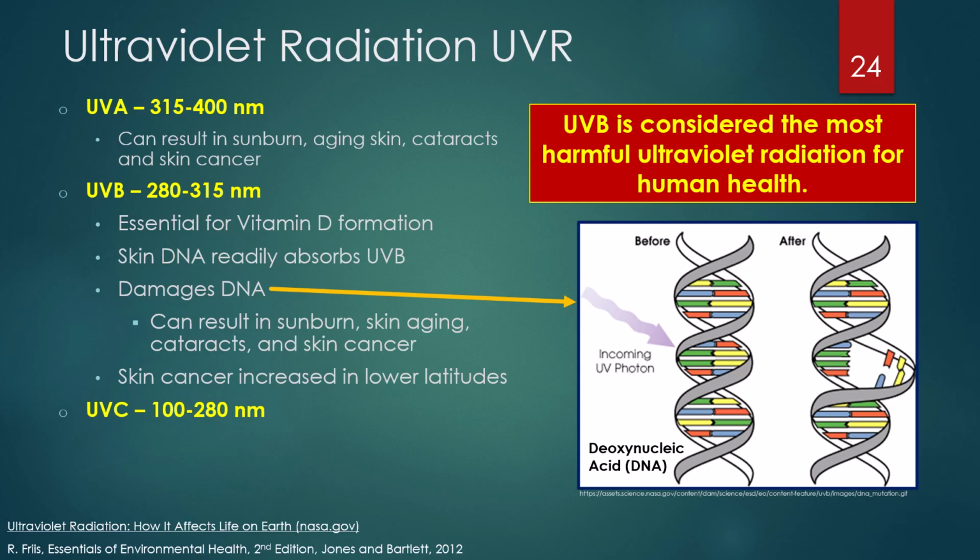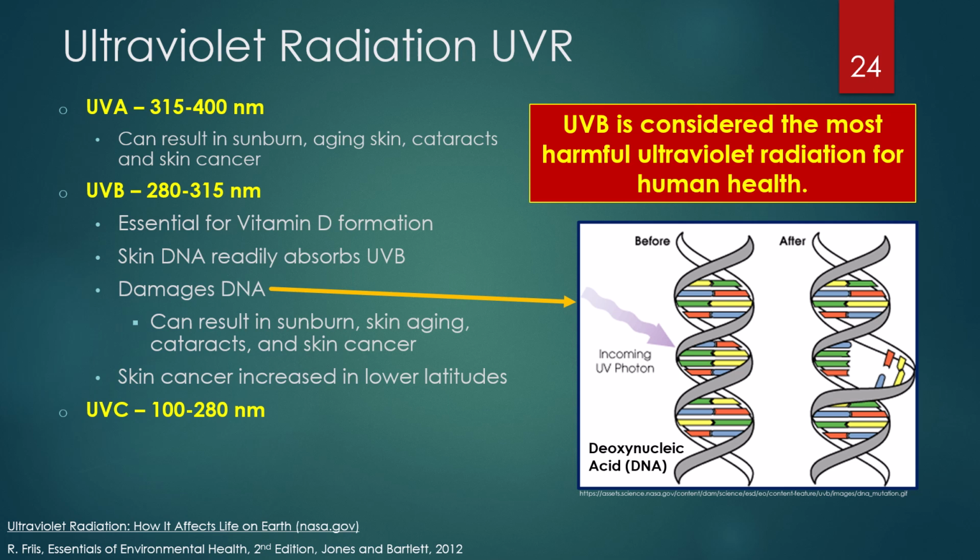Both UVA and UVB light can cause sunburn, premature aging of the skin, cataracts, and skin cancer, though many experts consider UVB as the most harmful for human health. For example, skin cells readily absorb UVB light, which can damage the genetic material or DNA of those cells, resulting in cellular protein building enzymes not adequately reading damaged DNA codes, which can cause cell damage, including cancer.